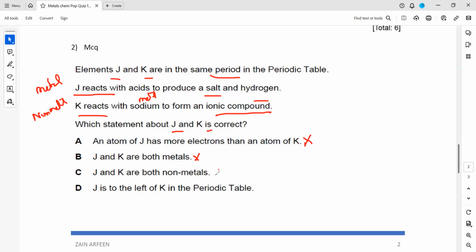J and K are both non-metals? No. J is to the left of K, because when you check the periodic table, on the left hand side we have mostly metals, and on the right hand side we have mostly non-metals. So J will be here and K will be here. J is on the left of K in the periodic table, so that statement is correct. So D is the right answer here.